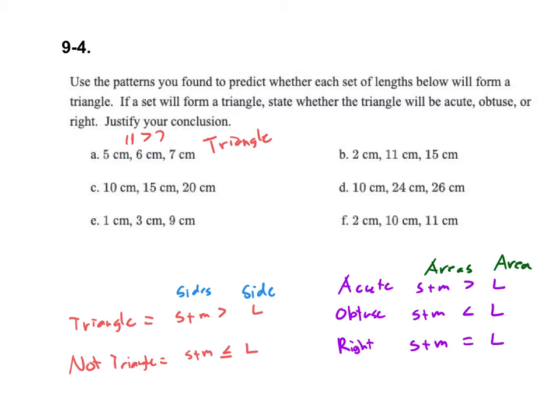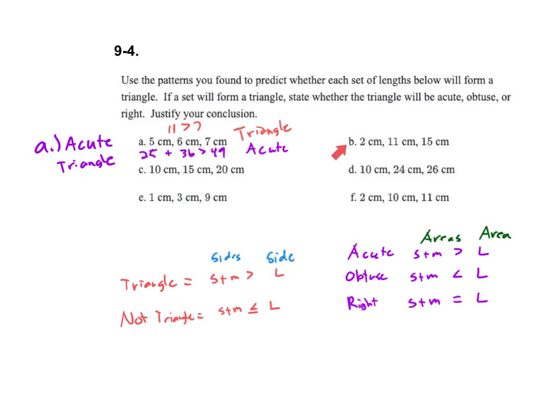So the areas here that I'm going to get are 25, 36, and 49. And 25 plus 36 is definitely going to be greater than 49. So I know that this has to be an acute triangle. Okay, so let's take a look at B.